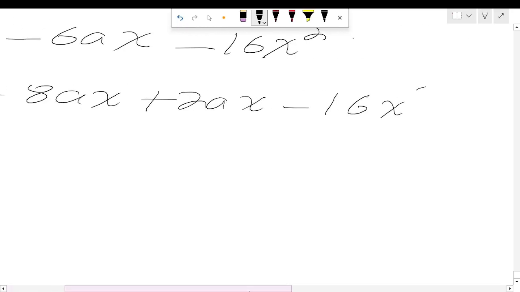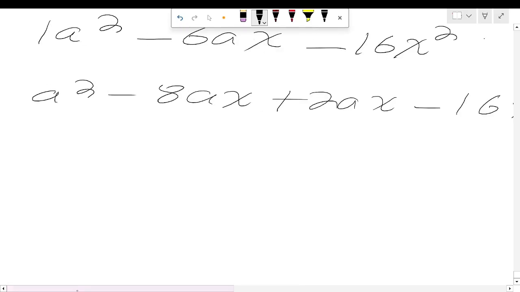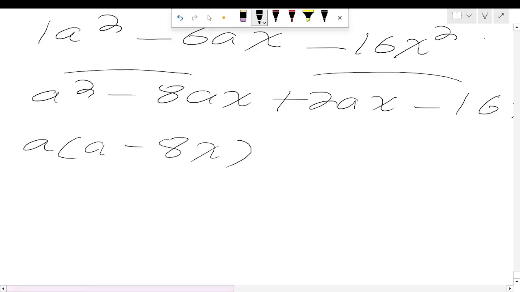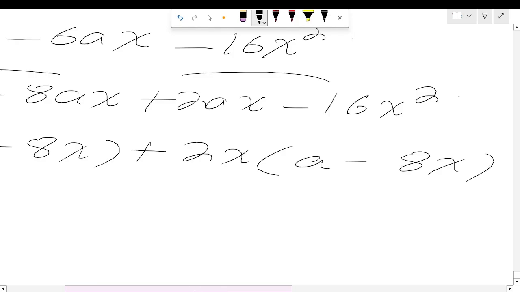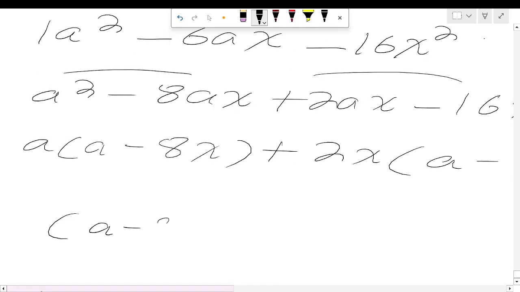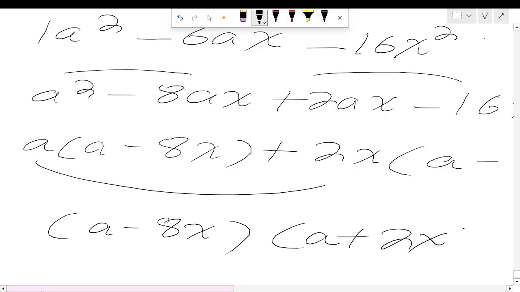I think it's 16x square. After that, we will take both of these terms. We will take the common value 8a minus 8x, and then we will choose between these two. It will be 2x, so I'll just pick 2x bracket. A minus, I'll just pick 8x. And then we have a minus 8x here, and then we will choose a with plus 2x. So a plus 2x.